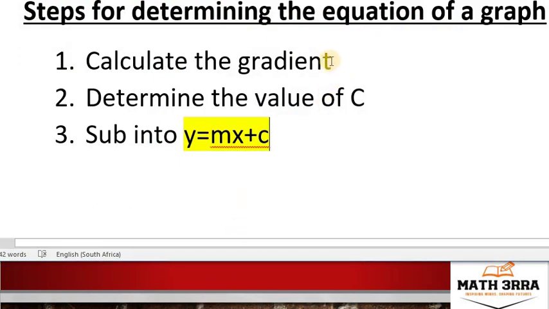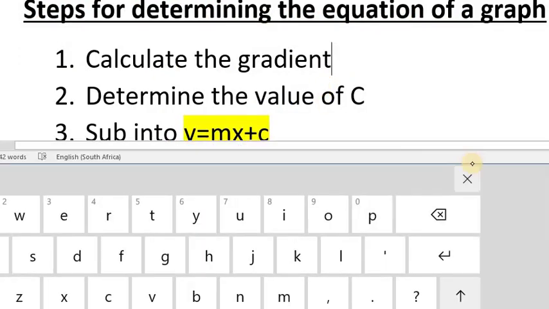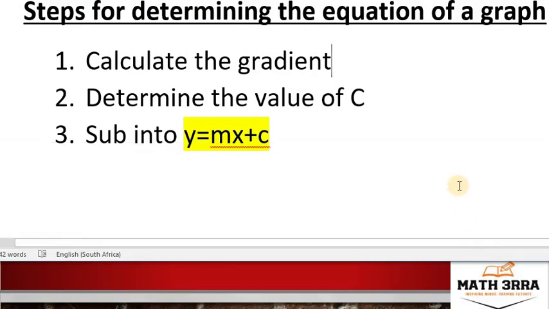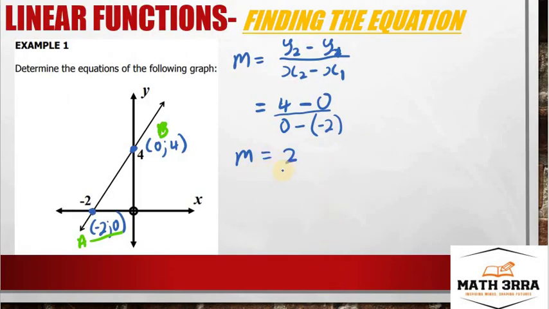So come back to our steps. Our first step was to calculate the gradient. We've done that. Now our next step is to determine what? The value of our C. What is then the value of our C? Let's go and find the value of our C. To find the value of C, I am going to say y is equal to mx plus c. But I already know that my m is 2, so I'm going to say 2 here. Here we get it: x for the x and then c.